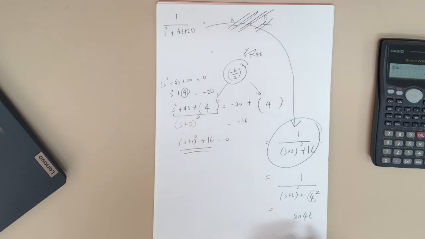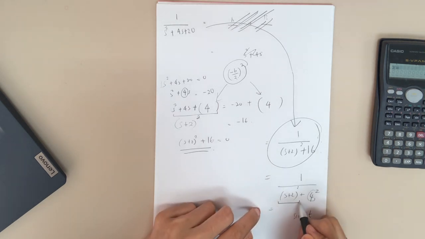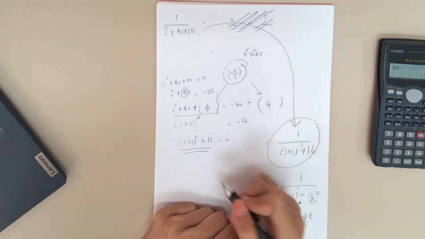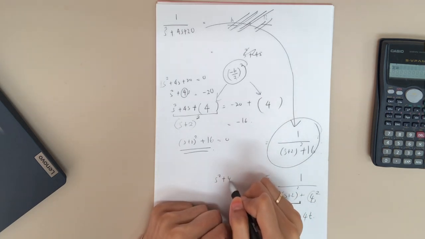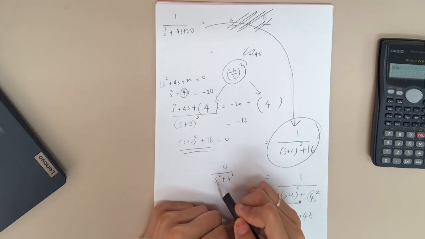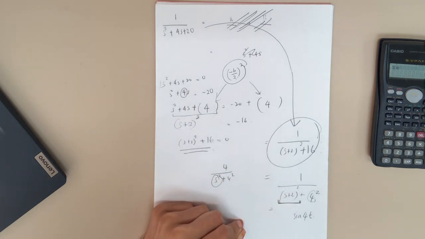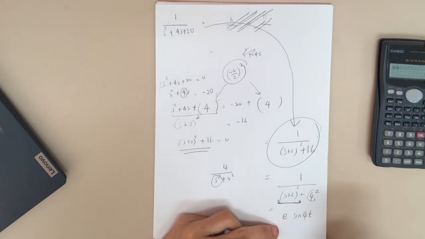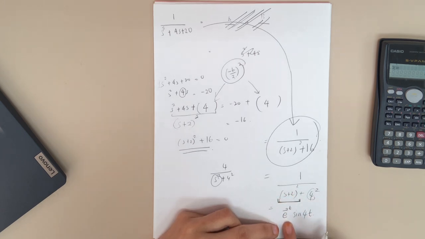We already get one term here, but remember class, this one they have s plus 2. If it is sine, it must be s squared plus 4 squared. It must be s, not s plus something. So it means that this is what we call the properties of first shifting, that you need to multiply with e power of negative 2t. So this one represents e to the negative 2t.